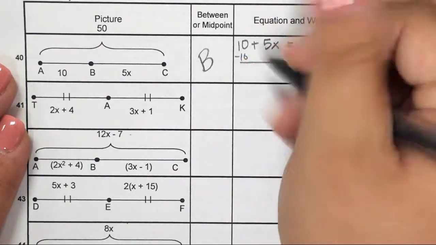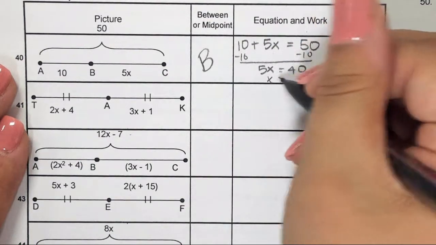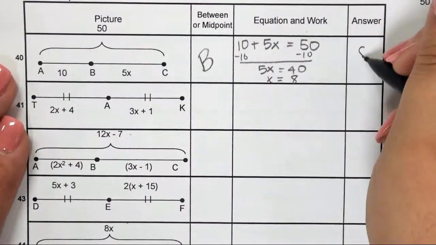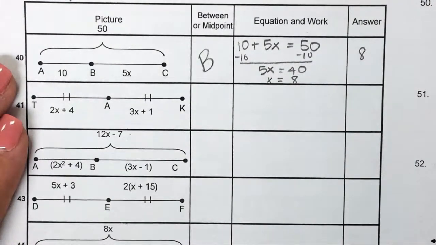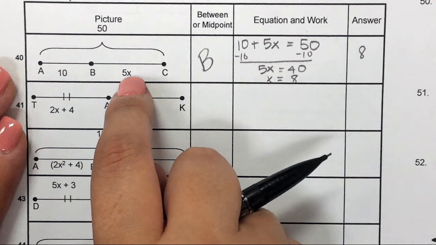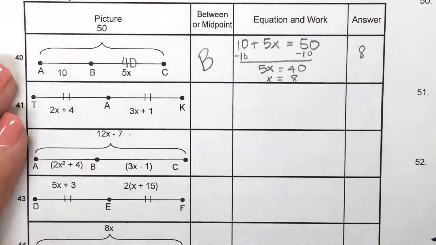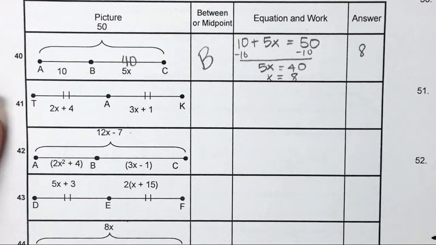Subtract 10 from both sides. 5x equals 40. So what is x going to equal? 8. And now that I know that's 8, and we already knew this too, if this is 10, what does this side have to be? Because the whole thing's 50, this side would have to be 40. Yeah. That one was easier.